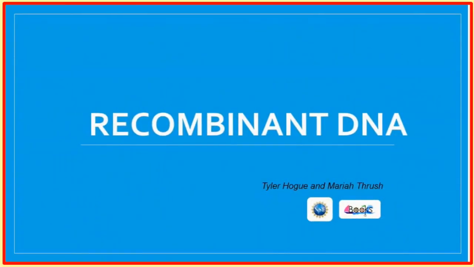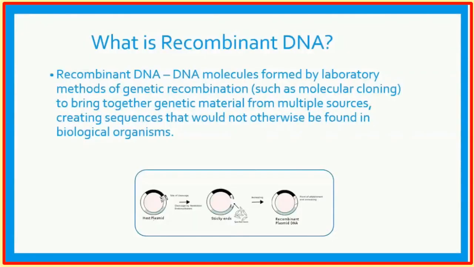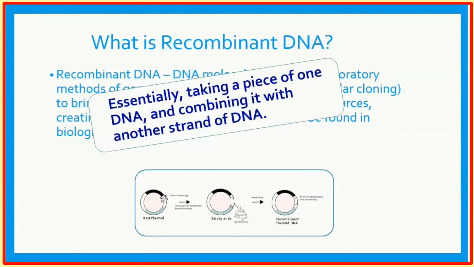Boat of knowledge in the science classroom. What is recombinant DNA? The technical definition is DNA molecules formed by laboratory methods of genetic recombination, such as molecular cloning, to bring together genetic material from multiple sources, creating sequences that would not otherwise be found in biological organisms. This definition can be boiled down to taking one piece of DNA and combining it with another strand of DNA.